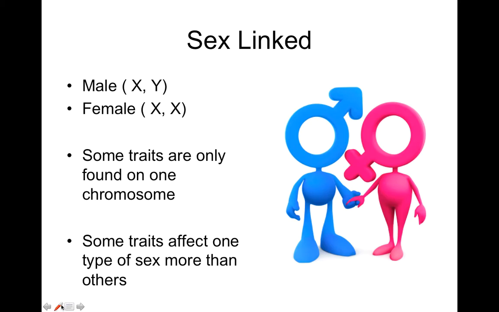So here's our first one. We're talking about sex-linked traits. Sex-linked traits are traits that only affect one or both of the sexes. Some traits are only found on one chromosome, and these traits can probably only affect more of one sex than the other. So what you're going to write down is some traits affect only one chromosome or one sex.